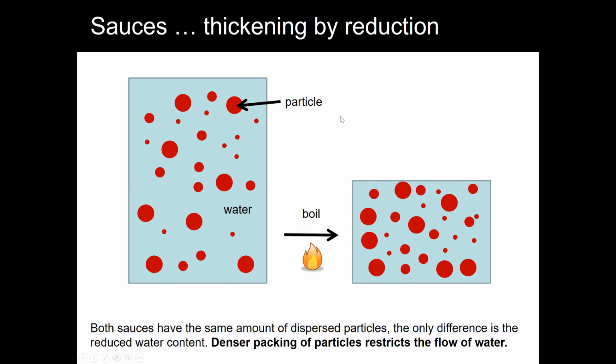So this is the way that a reduction works. You remove the background fluid, which thickens the sauce because the particles that remain are at a higher volume fraction.